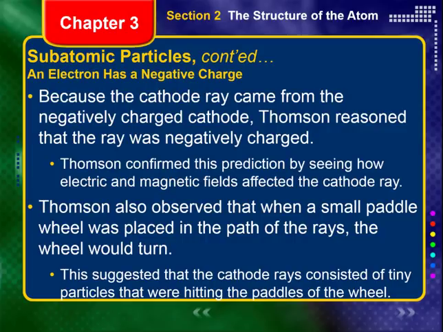Thomson confirmed this prediction by seeing how electric and magnetic fields affected the cathode ray. Thomson also observed that when a small paddle wheel was placed in the path of the rays, just put in the way, the wheel would turn as though something was hitting it and causing it to turn. This suggested that the cathode rays consisted of tiny particles, because they must have mass if they're going to collide with a paddle wheel and make it turn. Because if it was pure energy, the paddle wheel wouldn't turn. And so since something was hitting it that had mass, it must be made of particles.